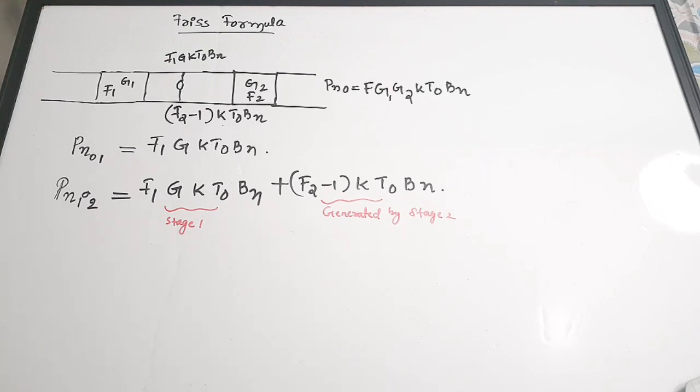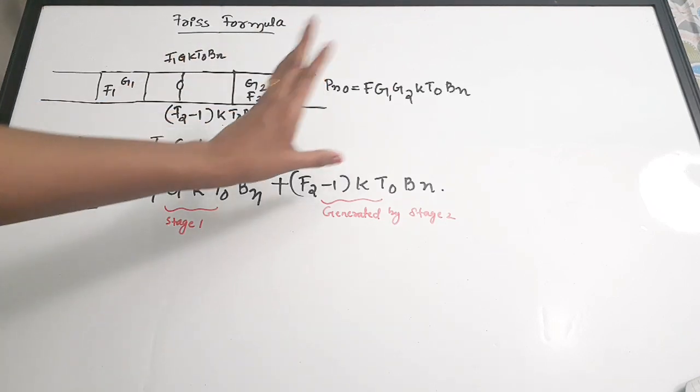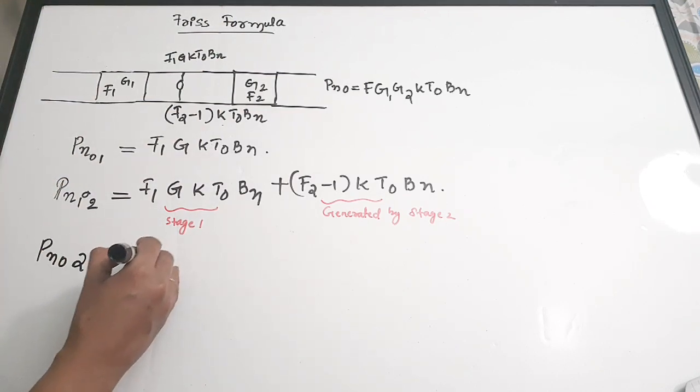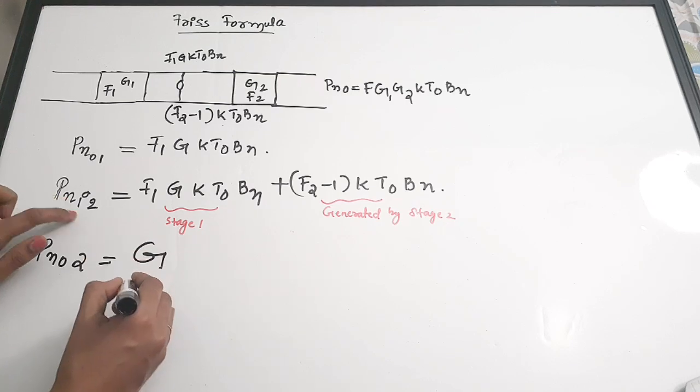Now when we calculate the output noise power at the output of stage 2, we'll get PNO2. That will be nothing but gain times this noise power, right?